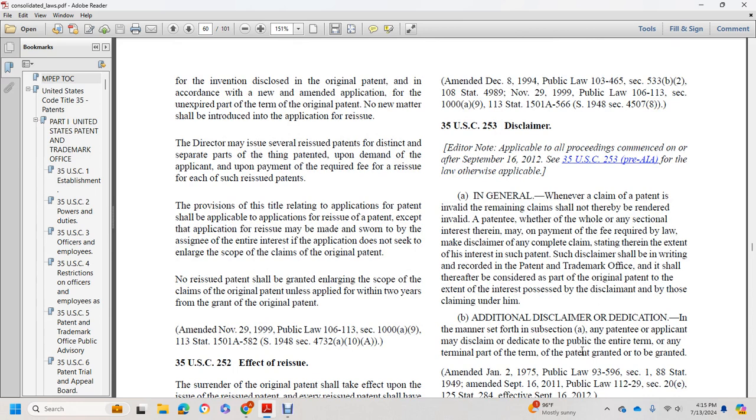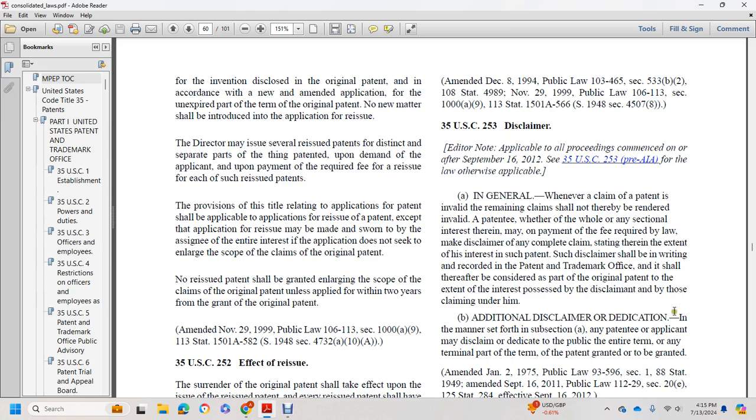Title 35 U.S. Code 253, Disclaimer. In general, whenever a claim of a patent is invalid, the remaining claims shall not thereby be rendered invalid. A patentee, whether of the whole or any sectional interest therein, may, on payment of the fee required by law, make disclaimer of any complete claim, stating therein the extent of his interest in such patent. Such disclaimer shall be in writing, recorded in the Patent and Trademark Office. It shall thereafter be considered as part of the original patent to the extent of the interest possessed by the disclaimant and by those claiming under him.